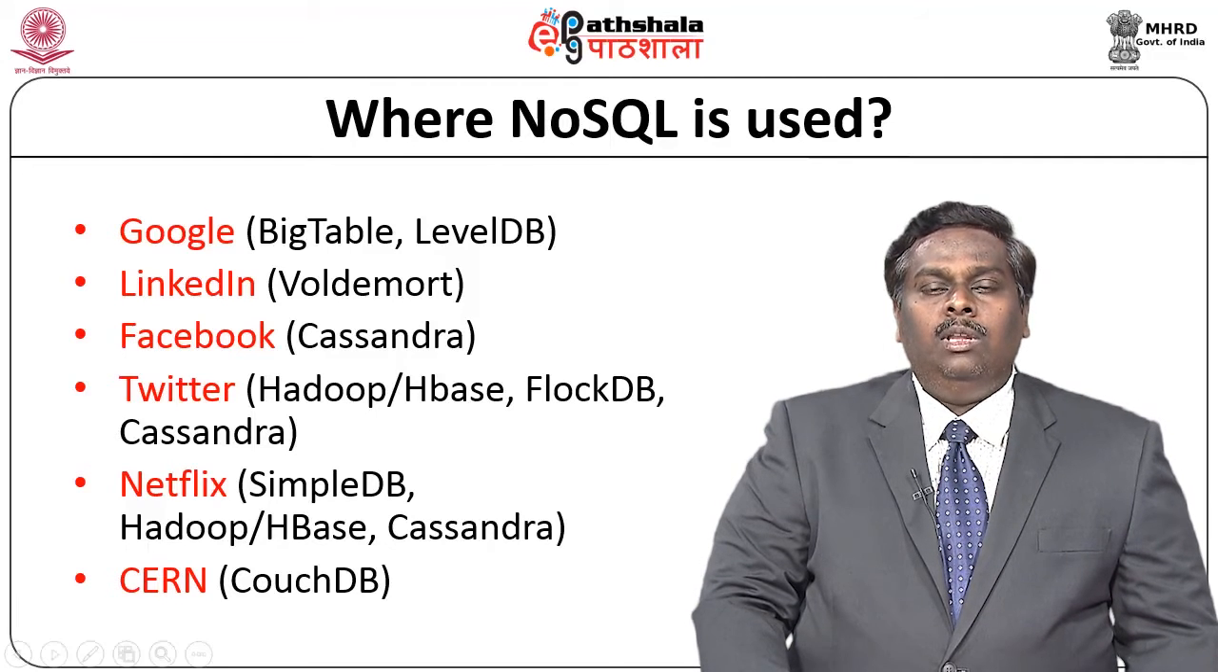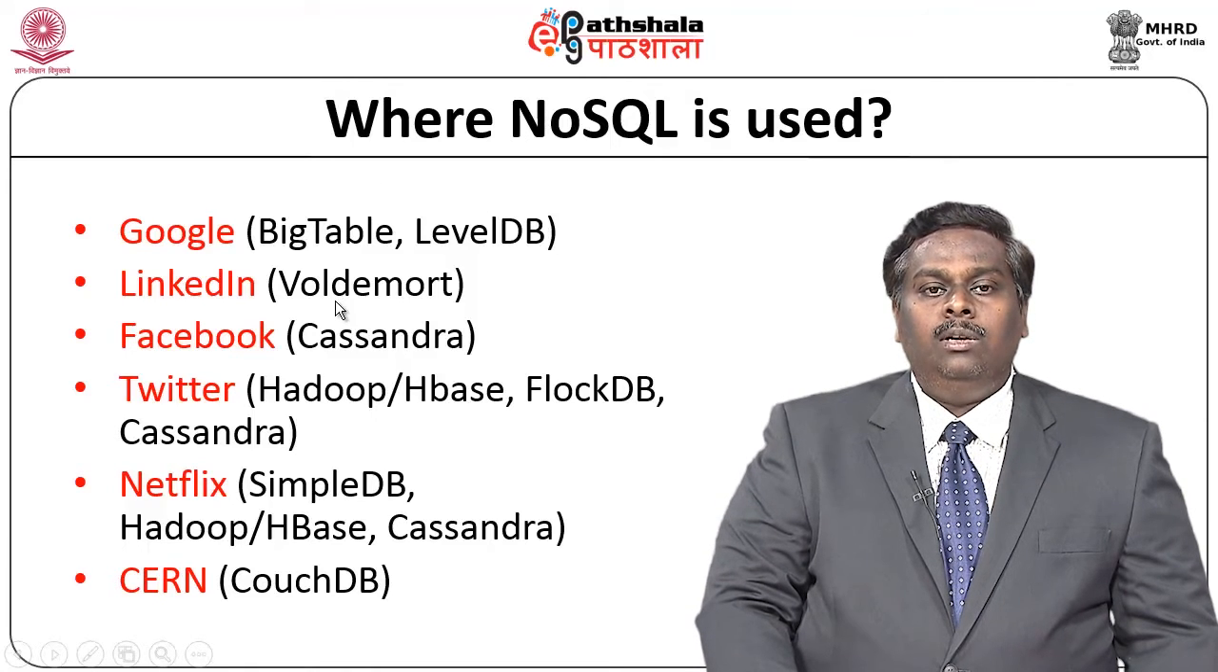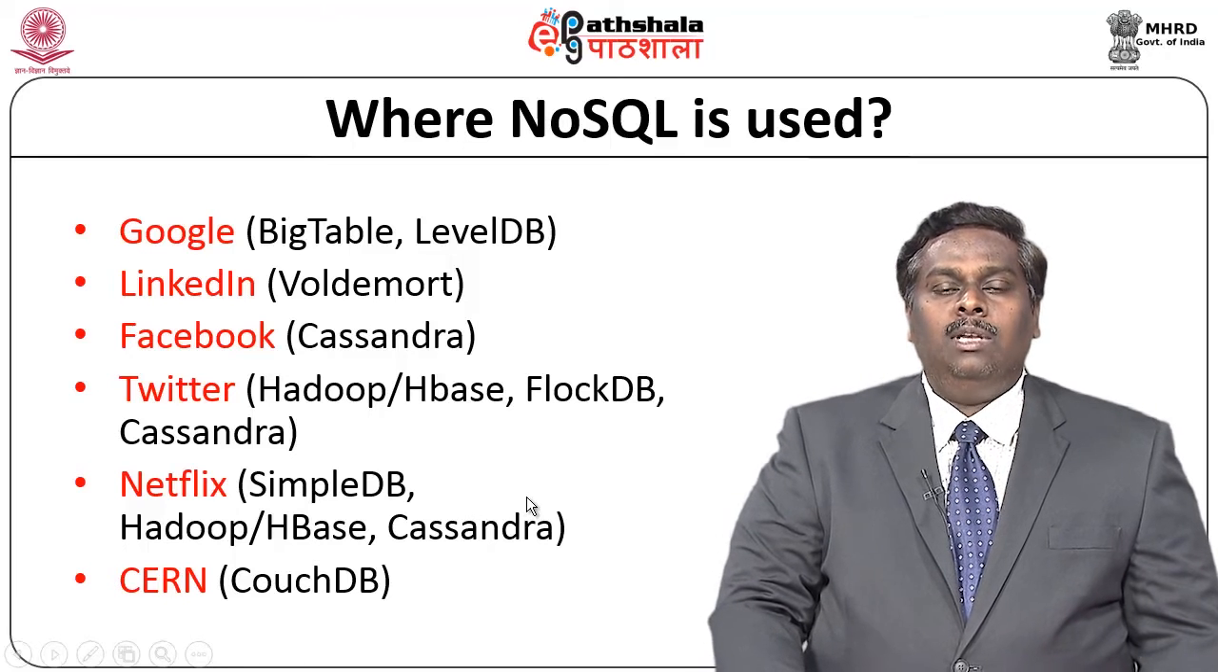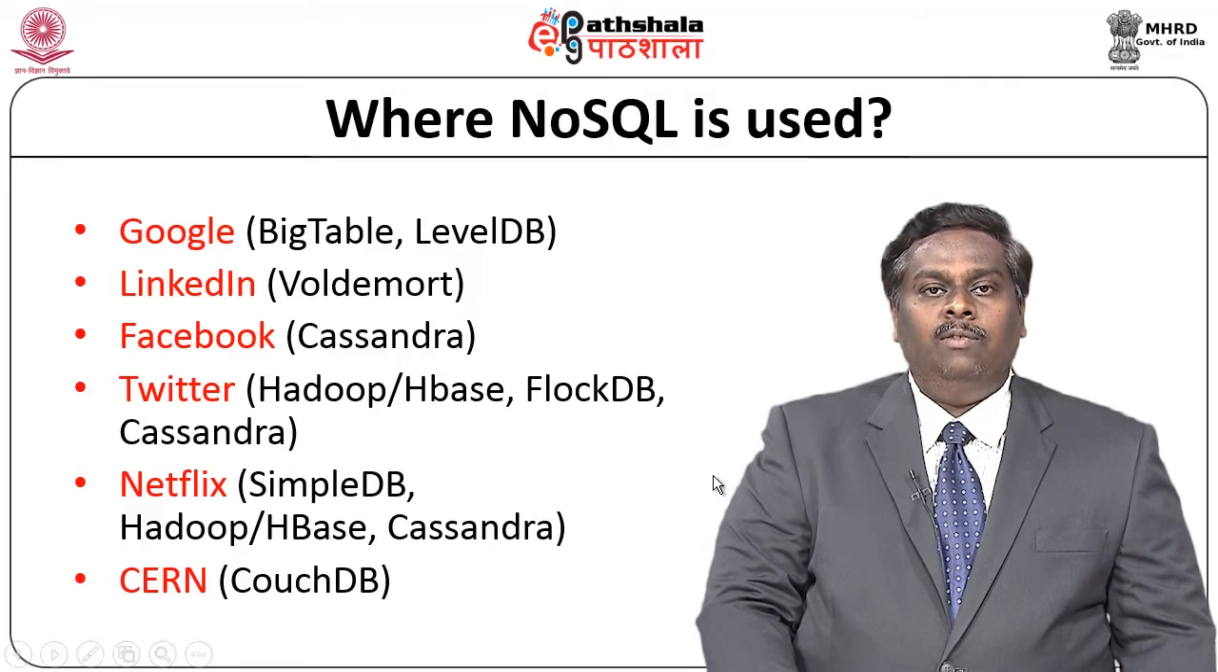When we talk about the different types of NoSQL databases like the ones given in this slide, Bigtable, Voldemort, Cassandra, Hadoop, HBase, FlockDB, SimpleDB, CouchDB, etc., all these are types of NoSQL databases. Each and every type of database has its own properties and features. We will be discussing these types in a later part of this session.